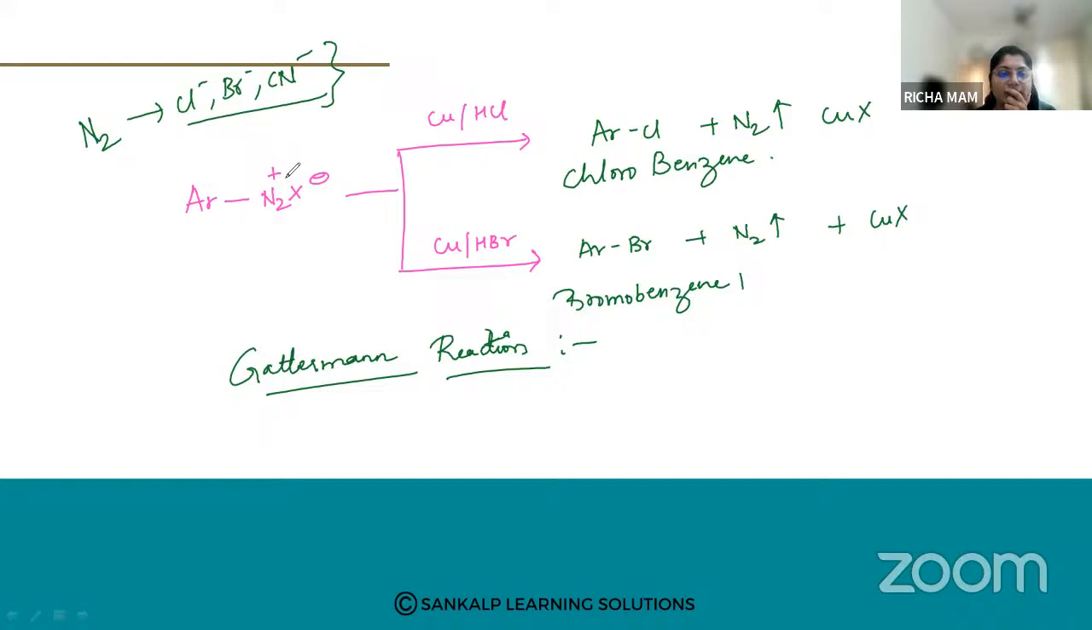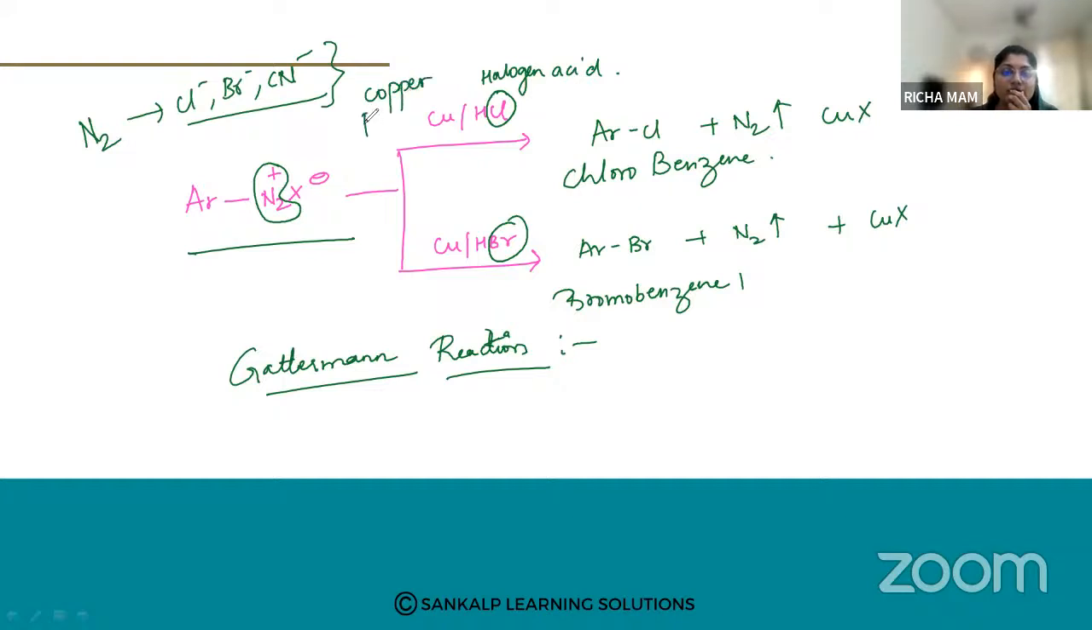Here also we are going to convert our diazo group into the corresponding halide, that is chlorobenzene or bromobenzene. But here we are introducing a nucleophile, that is chloride ion or bromide ion, in the benzene ring. How? By treating our benzene diazonium salt with a halogen acid in the presence of a copper powder.